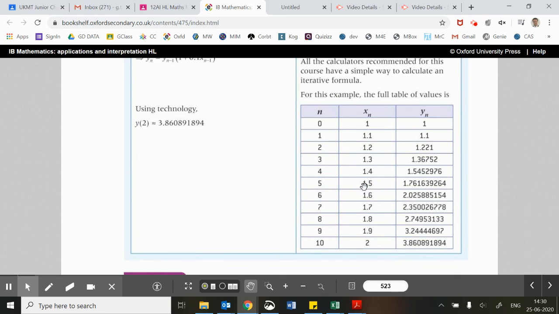This is the end of Unit 11. So congratulations on that. In fact, it's the end of the teaching for the first year in HL AI Mathematics. So well done on that.